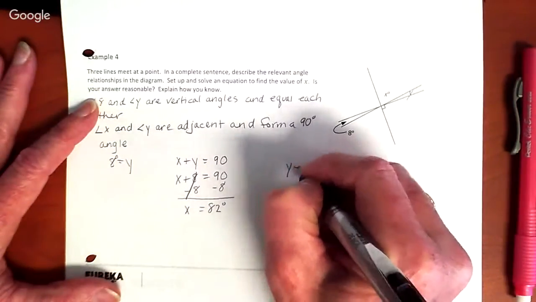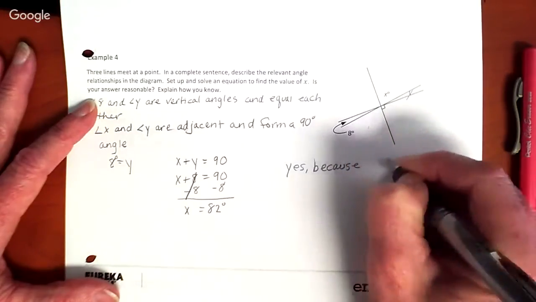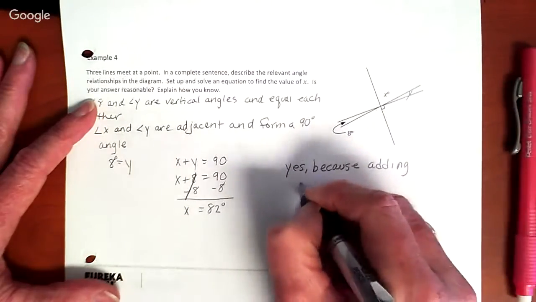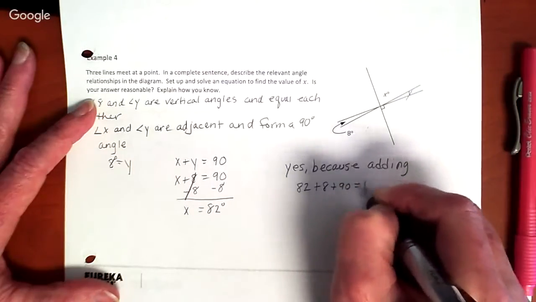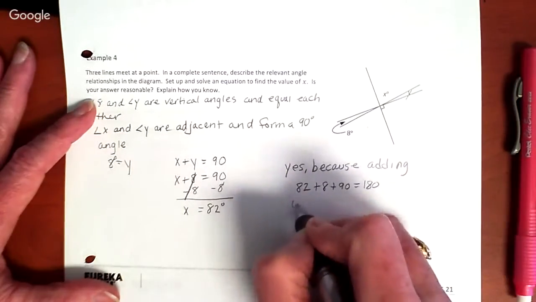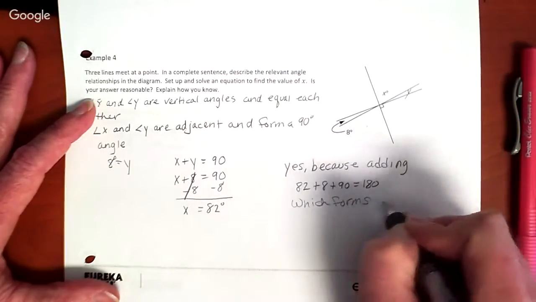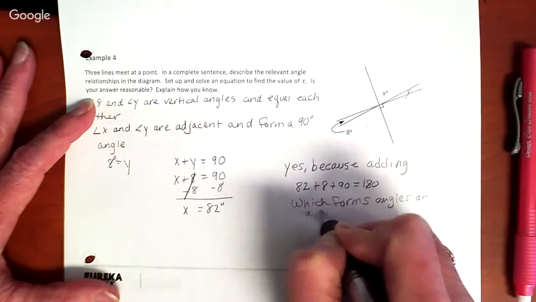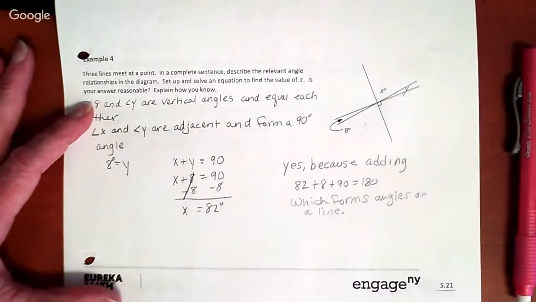Yes, my answer is reasonable because adding the 82 plus the 8 plus the 90 degrees will give us 180, which forms angles on a line for this particular figure. Okay, next.